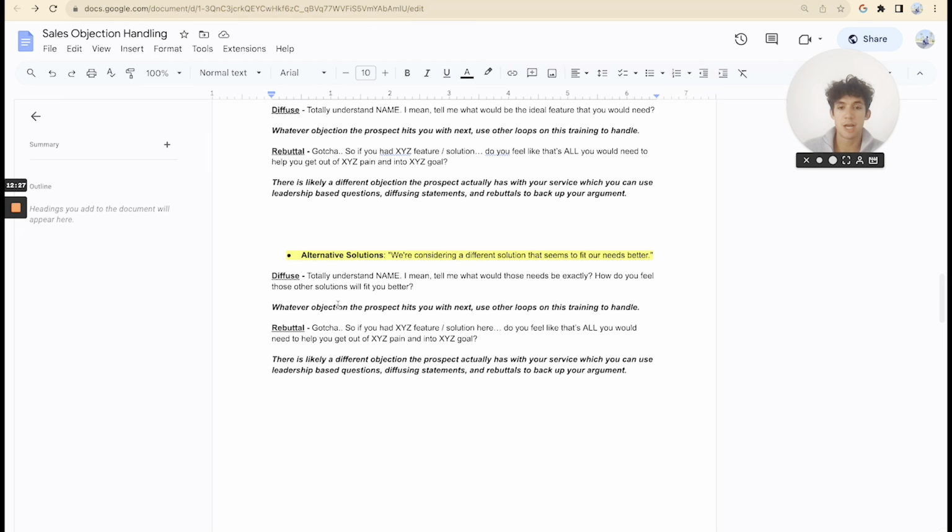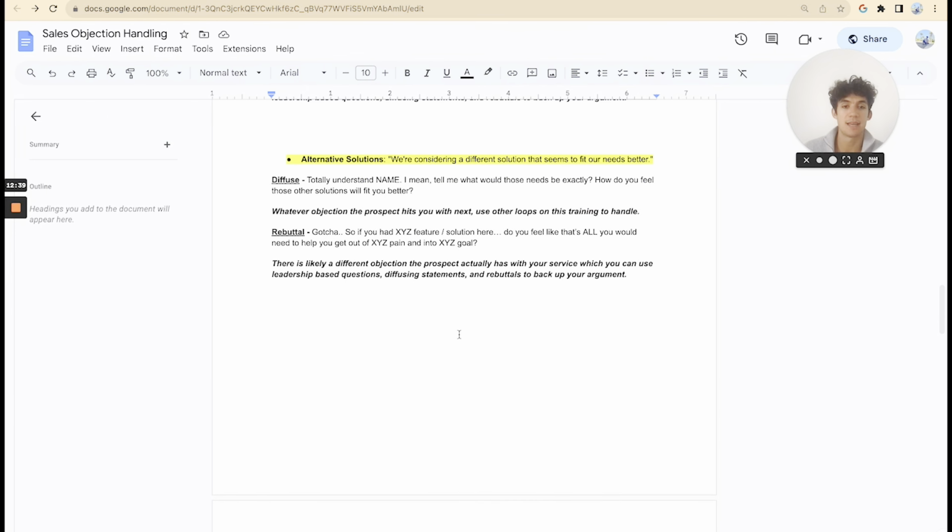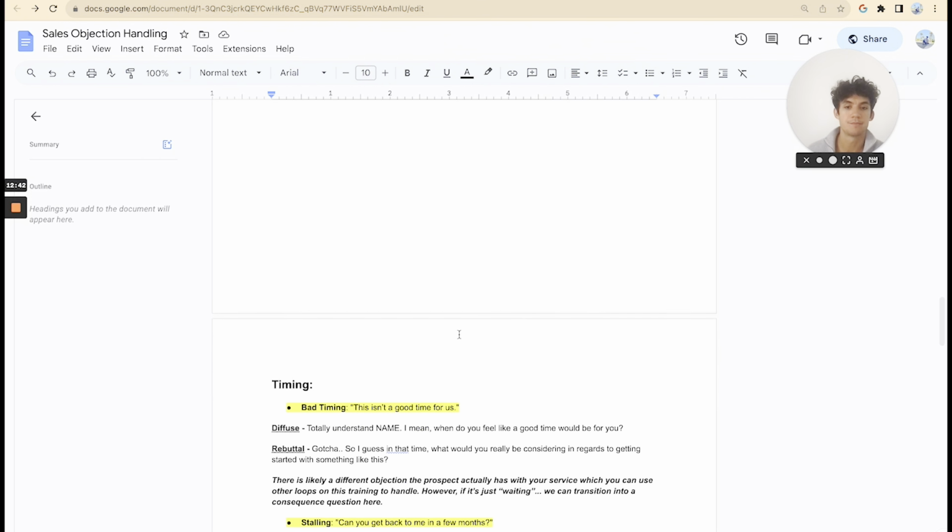Now, whatever the objection that the prospect hits with you next, we can use other loops on this training to also handle, right? But I might say, gotcha, I mean, if you had XYZ feature here or XYZ solution here, do you feel like that's all you would need to help you get out of XYZ pain and into XYZ goal, right?